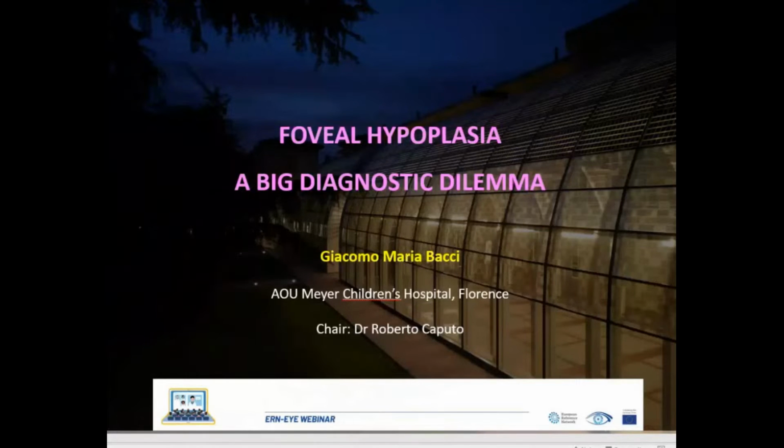And the main question when we talk about foveal hypoplasia is what we are actually talking about. We wonder whether we are talking about a new, definite, specific clinical entity, which is one of the questions of the present time, or instead a clinical sign that helps to guide the diagnosis. No matter what, we need to know the clinical significance of these findings.